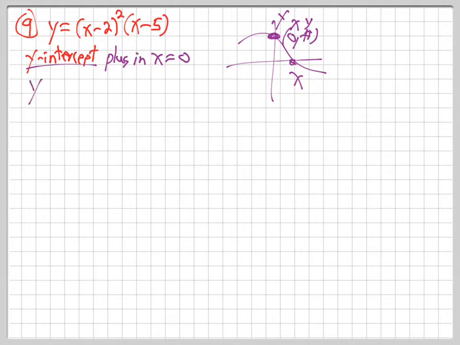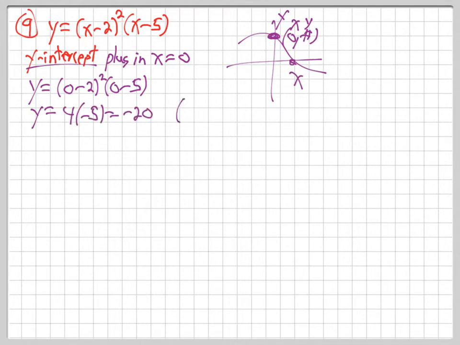So take the equation, plug in x equals 0, and we get 4 times minus 5, which is minus 20. So the y-intercept is minus 20. You want us to just leave it like that. So next we're going to find the x-intercepts.